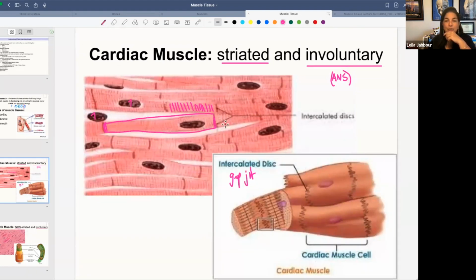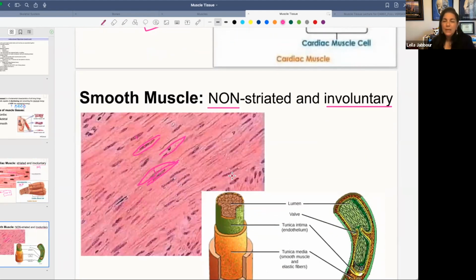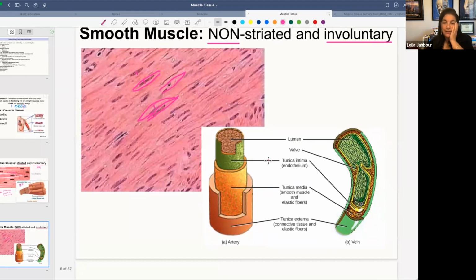And some of them are actually split. They're kind of branched. Maybe not this one, but sometimes they're branched like this. But most of them are just rectangular with a central nucleus. So in smooth muscles, the cells are much flatter. There's a diagram here I included to show you also, in the walls of vessels, we have different layers of smooth muscles.